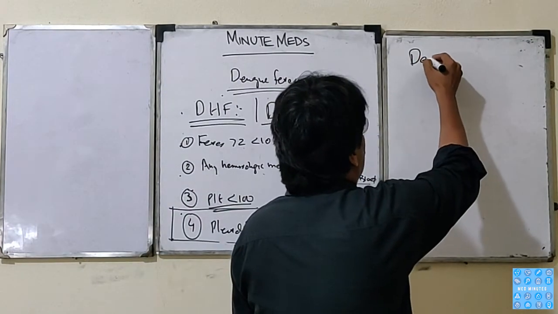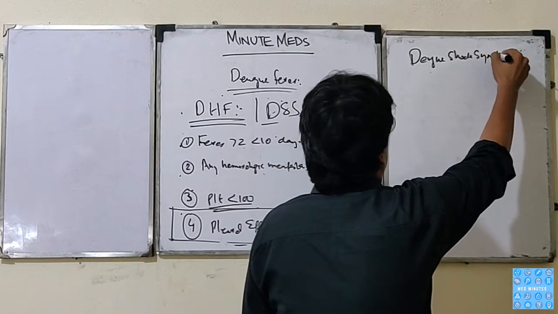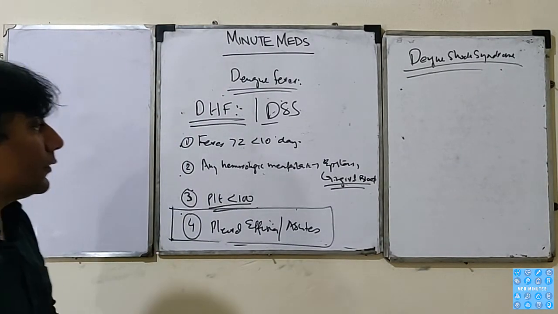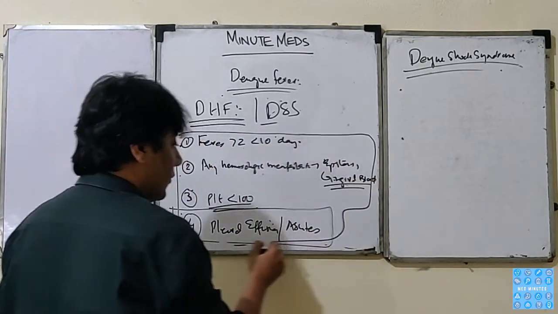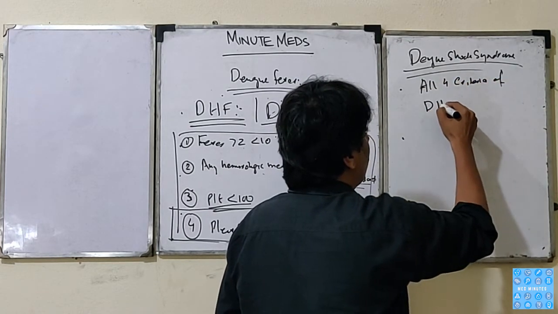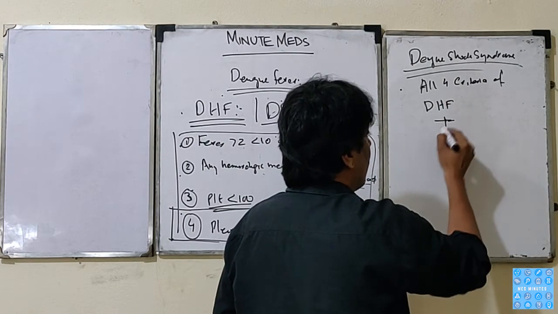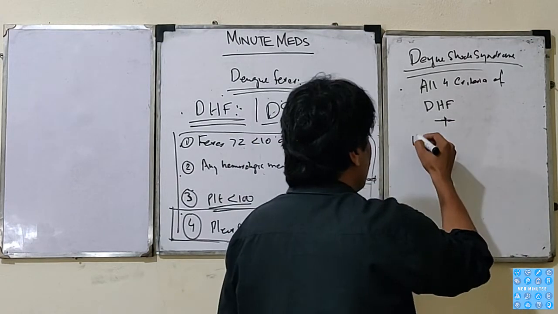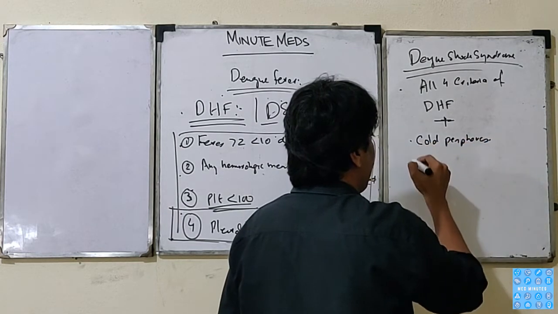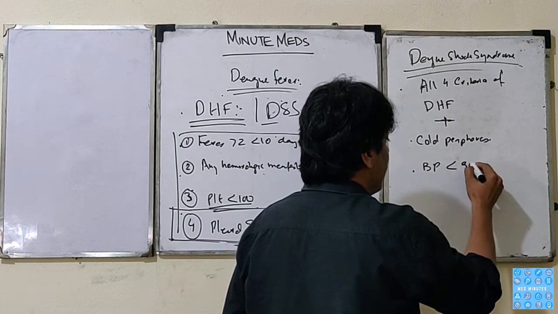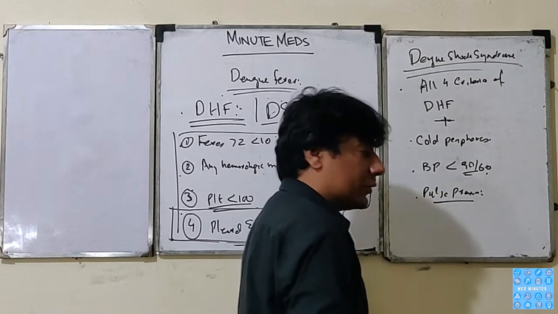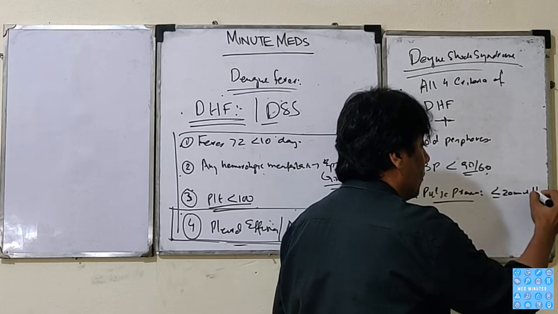So dengue shock syndrome. When do we label a patient with dengue shock syndrome? If the patient has all the criteria of DHF, meeting all the four criteria of dengue hemorrhagic fever, plus the patient is drowsy, has cold peripheries, has blood pressure of less than 90/60, is hypotensive, and the pulse pressure, the difference between systolic and diastolic pressure, is less than or equal to 20 millimeters of mercury.